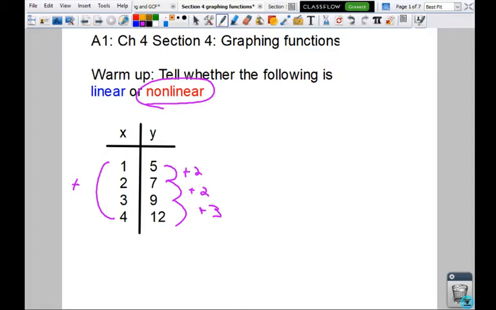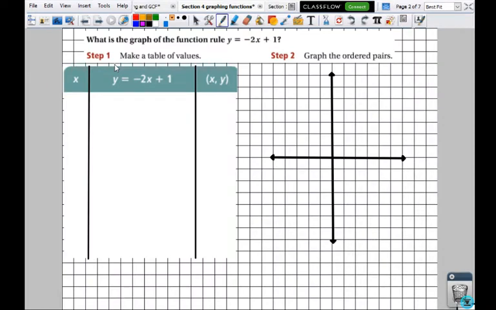We are going to be working with linear functions today. And today is going to be all graphing pretty much. So we are going to work on making a table, and then we're going to graph it. And it's not going to be super intense today, it's just a lot of graphing.